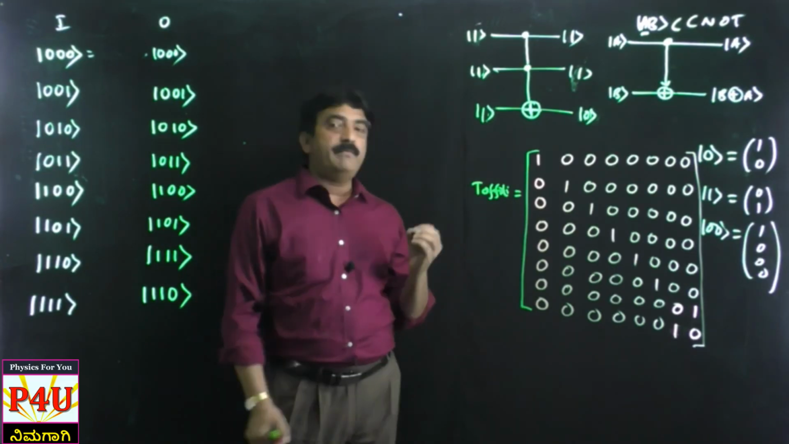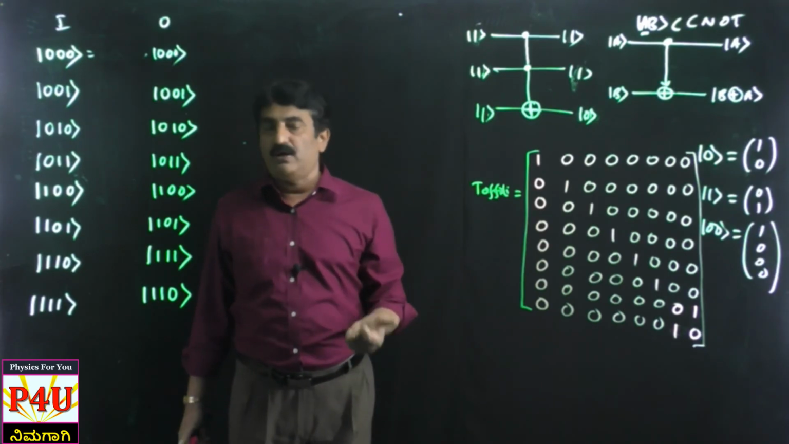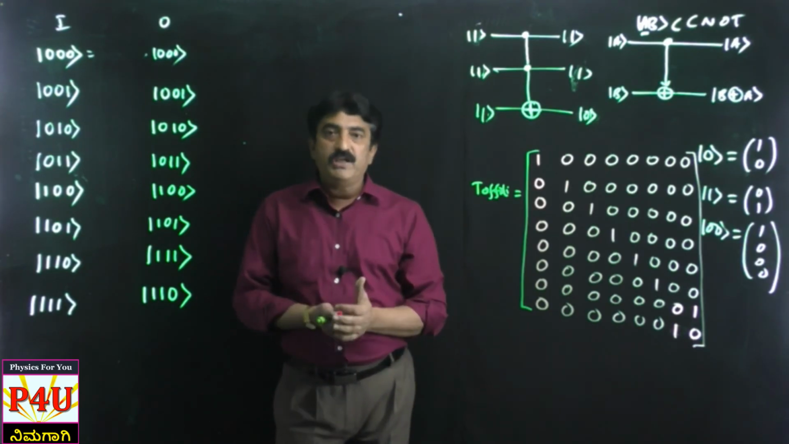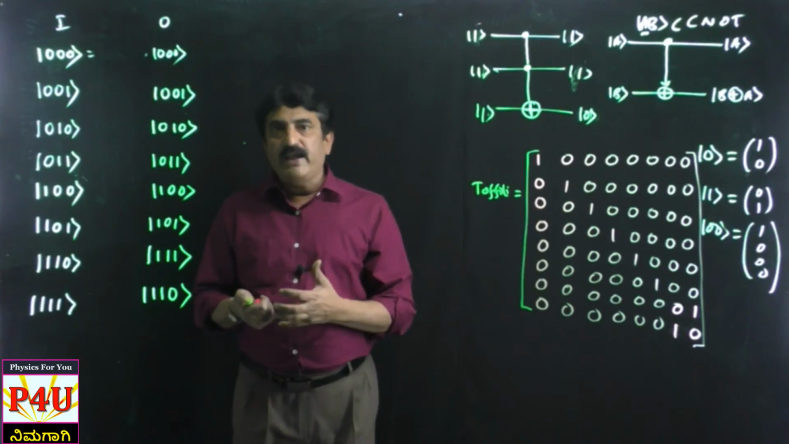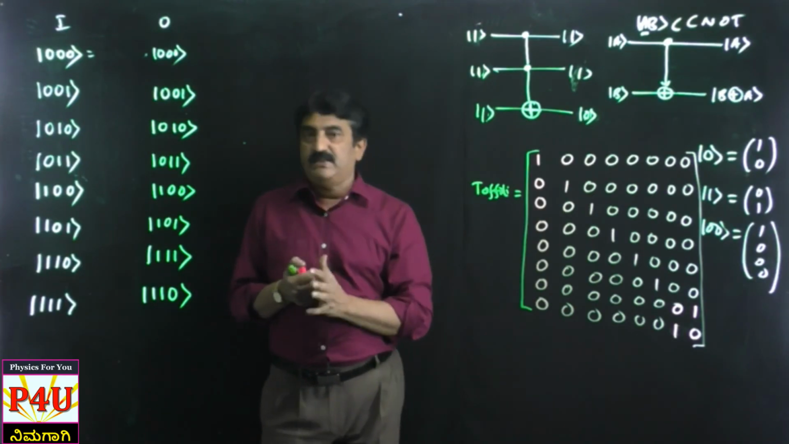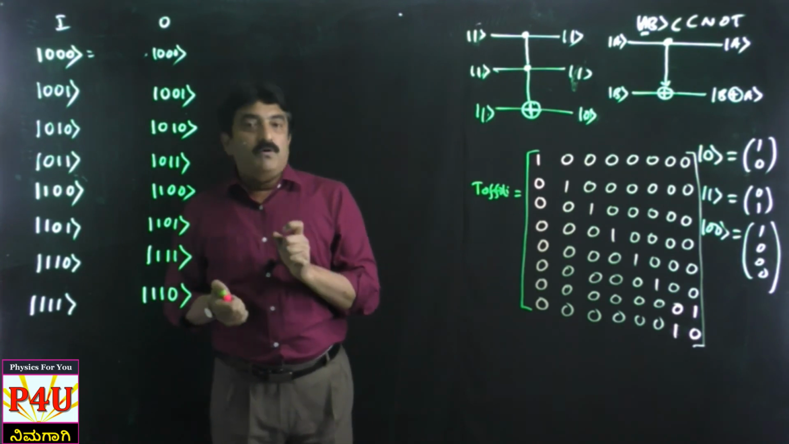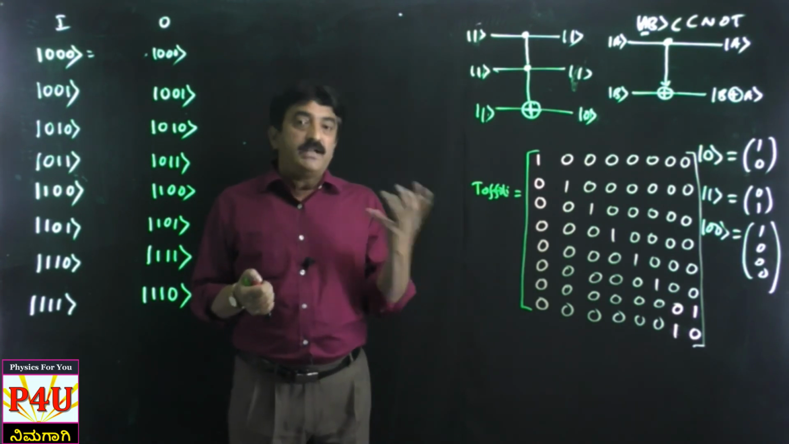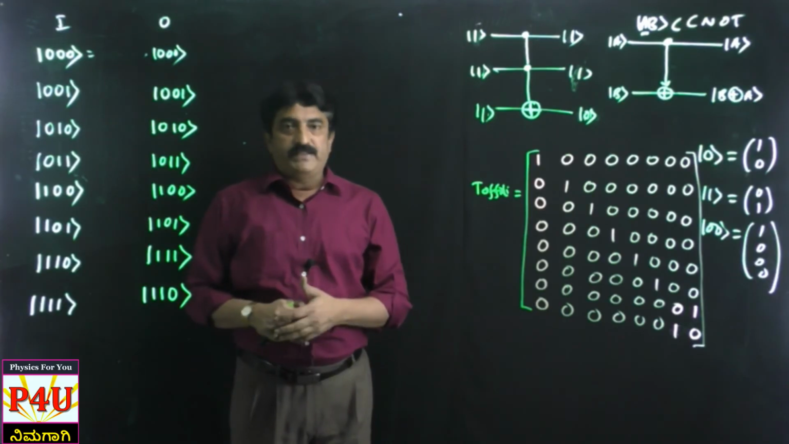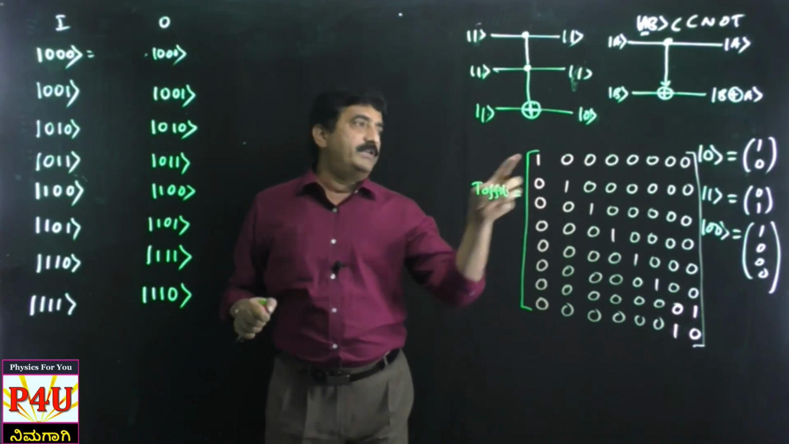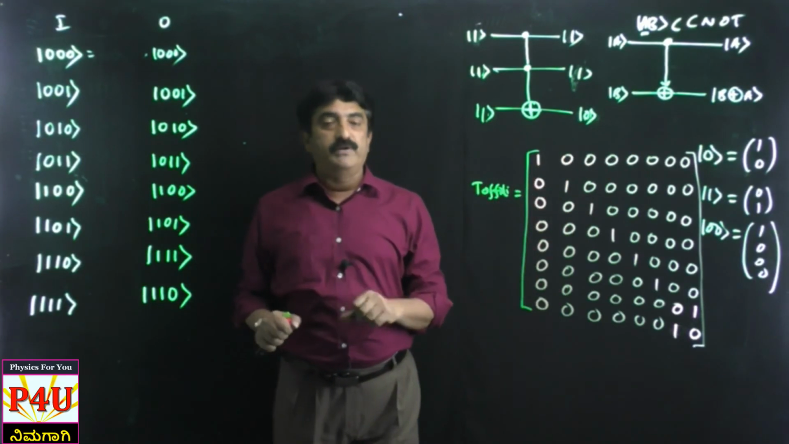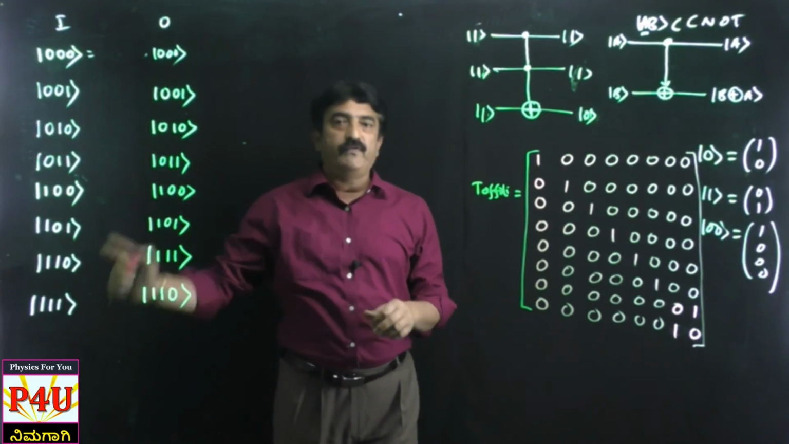Before I conclude, let me mention some drawbacks of quantum computation. Quantum computation has many advantages, but there are some disadvantages also. Number one: the advantage of quantum computers is the interaction of qubits. When two qubits interact, we get a multi-qubit system, that is a 2-qubit system, or 3-qubit, 4-qubit, 5-qubit, like that.